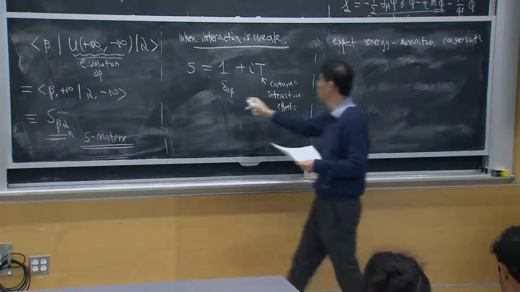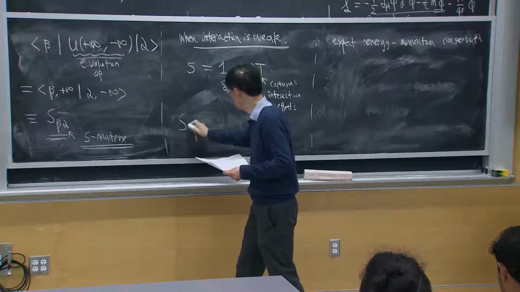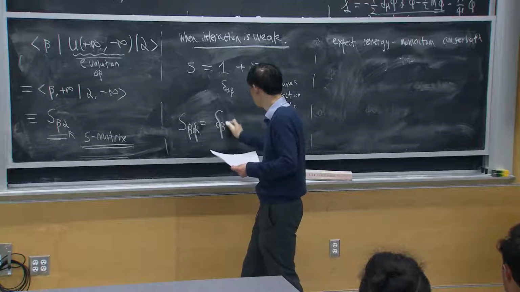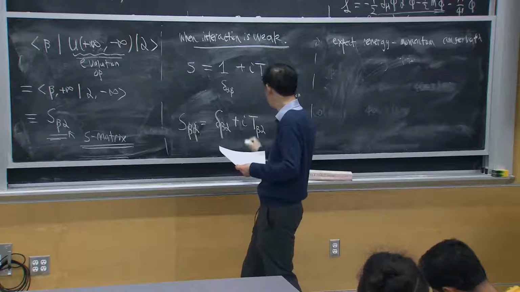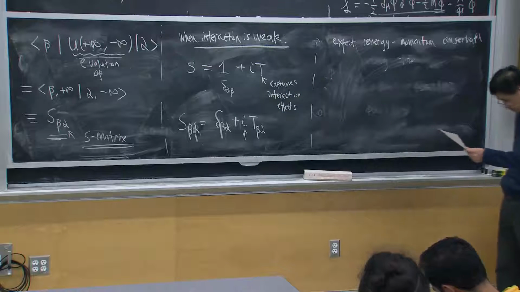Okay, so if you write it in terms of the component rotation, this is delta beta alpha plus i t beta alpha. The i is purely convention, just for convenience.